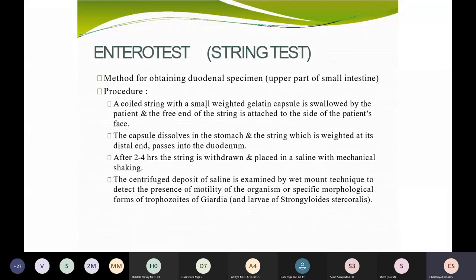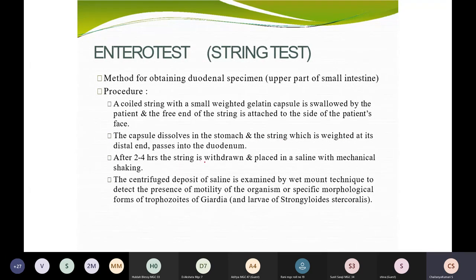So how to go with this string test? Look at the procedure. A coiled string with a small weighted gelatin capsule is swallowed by the patient, and the free end of the string is attached to the side of the patient's face. So a string will be swallowed by the patient, and the capsule dissolves in the stomach, and the string, weighted at its distal end, passes into the duodenum. Slowly it passes into the duodenum.